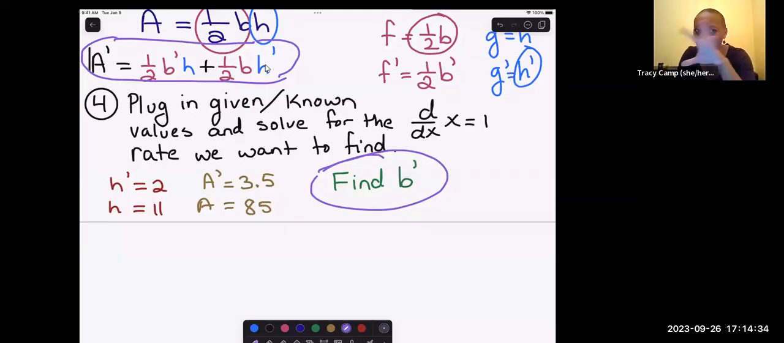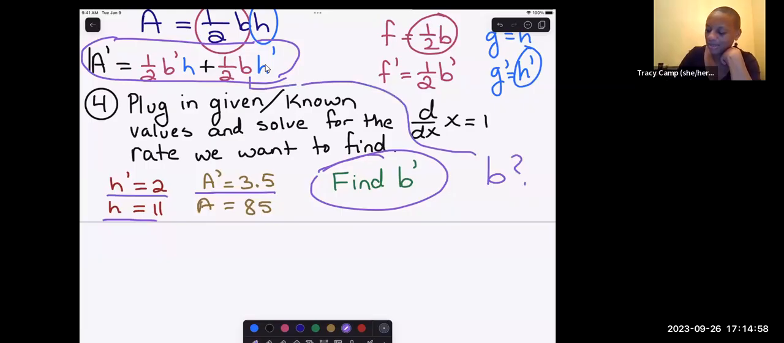And notice the equation, after I differentiated implicitly, it has an A prime. The equation also has an H in it. It also has an H prime, and it also has a B in it. Notice this B. I have values for everything, but I don't have a B. And I'm trying to find B prime, so I want to have only one unknown in that equation, and right now I have two unknowns.